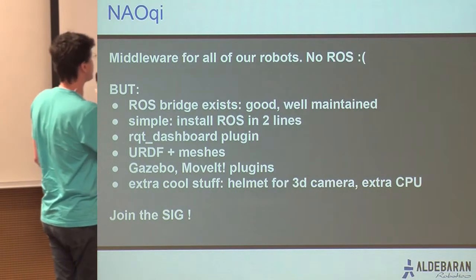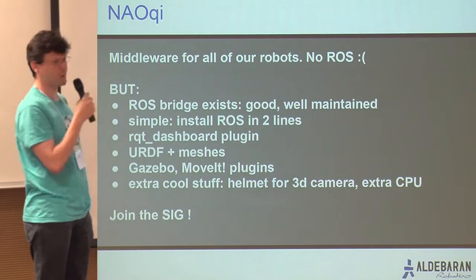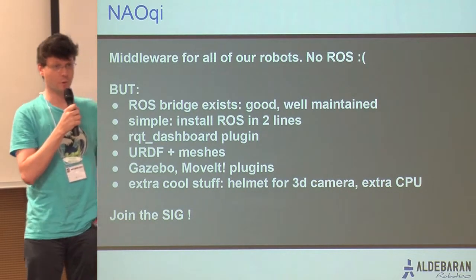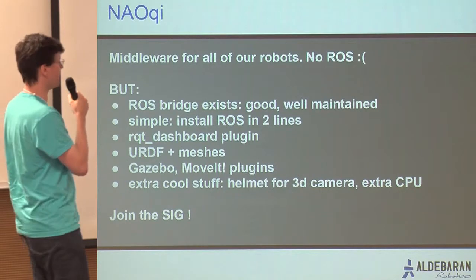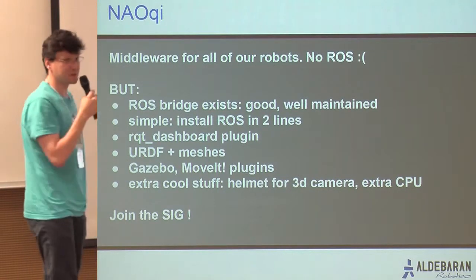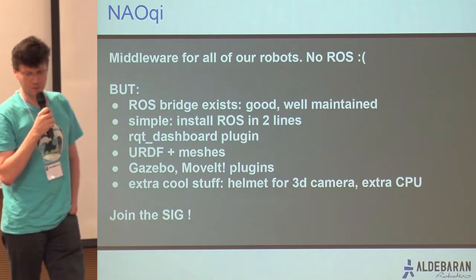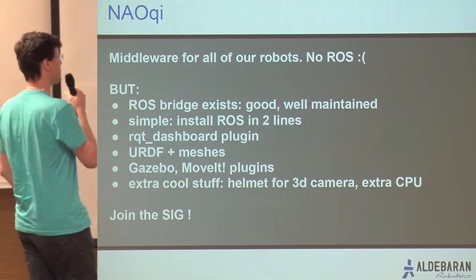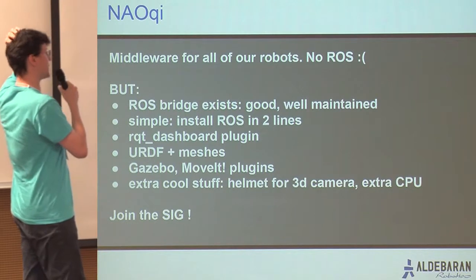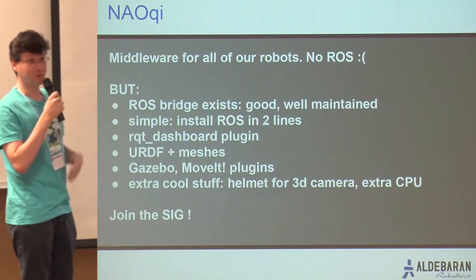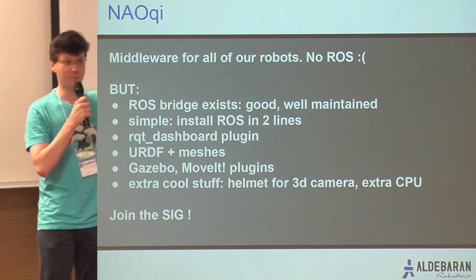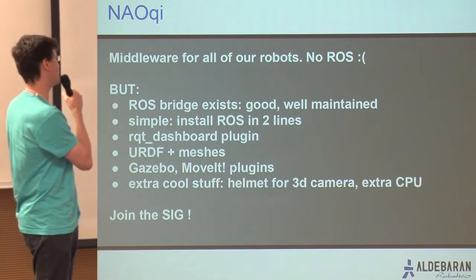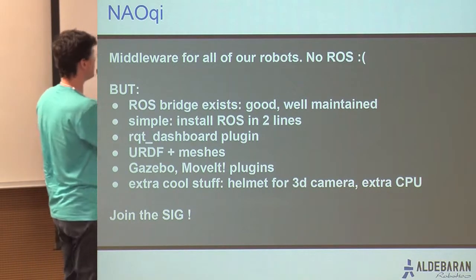We have our own middleware. It's called NAOqi. We don't use ROS, but that doesn't mean that you cannot use ROS with our robots. Mostly Nao and Romeo too. The bridge exists. It's been a few years now. Armin Hornung from OctoMap and Séverin Lemaignan are probably the main guys. I mean, there were people from Boston. It's been going on for a while. It's fairly simple. You just need 2 lines to install it. There's a package manager that's been created for that, Robot PKG. It's fairly complete for the ROS support.